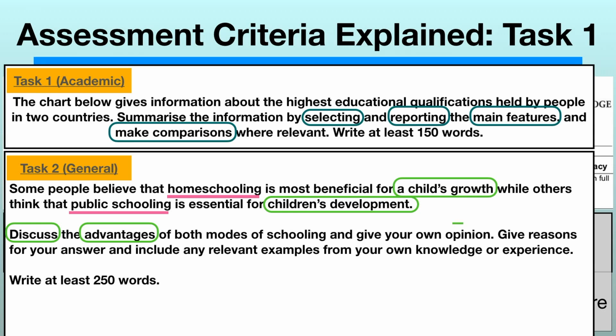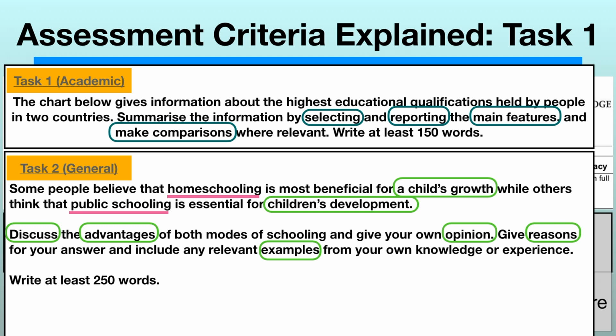Then we have opinion, reasons, and examples. The word opinion suggests a change in communicative purpose. Previously, we're required to discuss, but now we need to persuade to give an opinion. It is a very different style. To persuade, you need to establish a position and support your stance by presenting your reasons with examples.